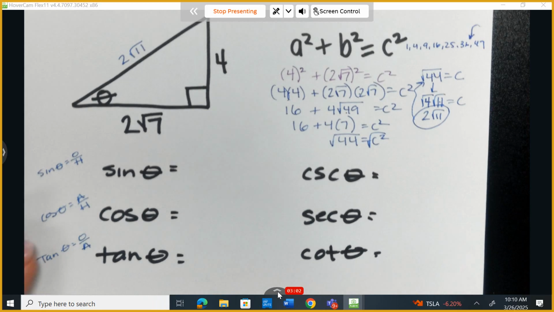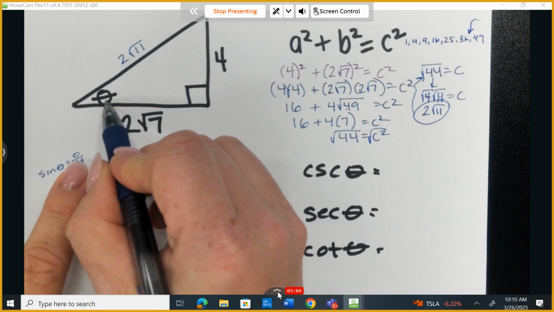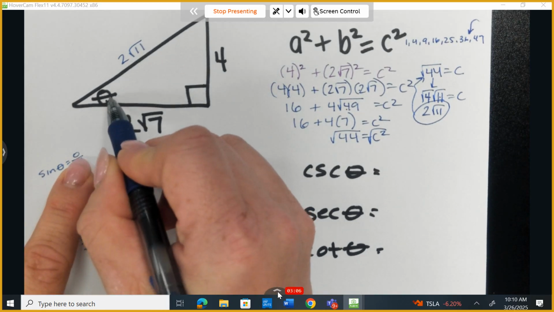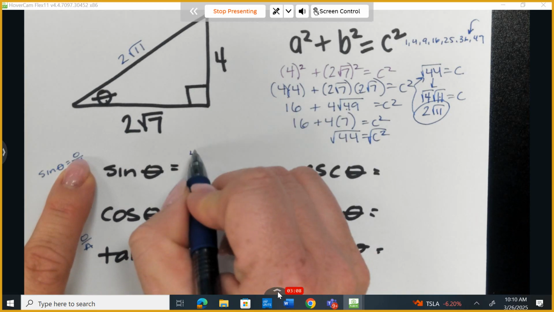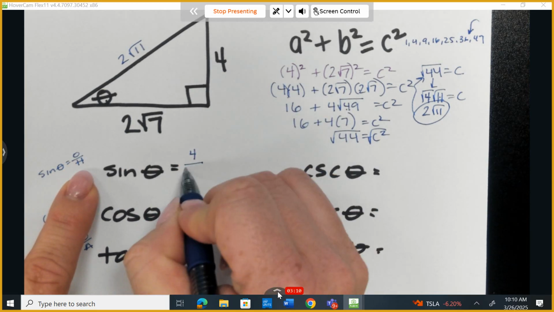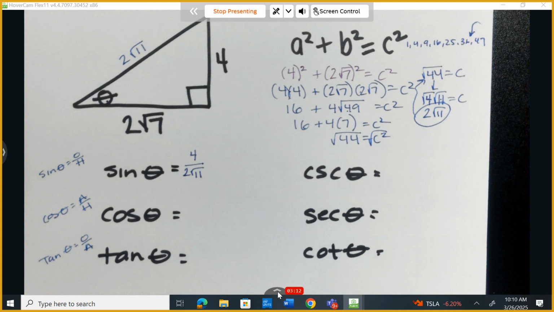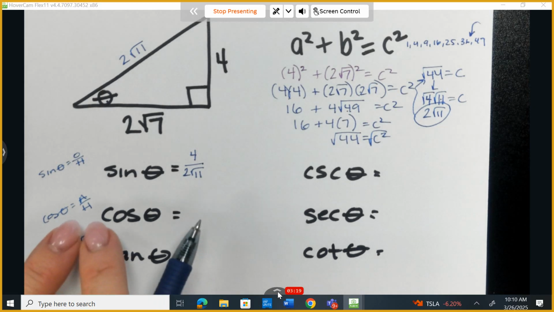So let's do the sine. You ready? Here's my angle. What side is opposite of this angle? Opposite is 4. What is the hypotenuse? 2 square roots of 11. I'm going to leave it like that right now. Mathematically, it's not wrong. It's just not proper. We'll come back to it later.